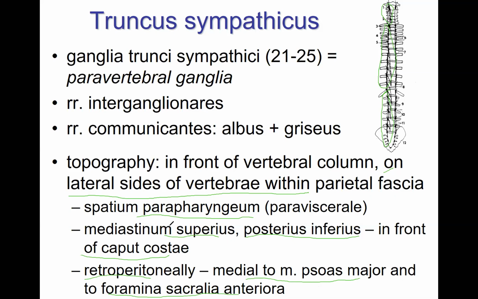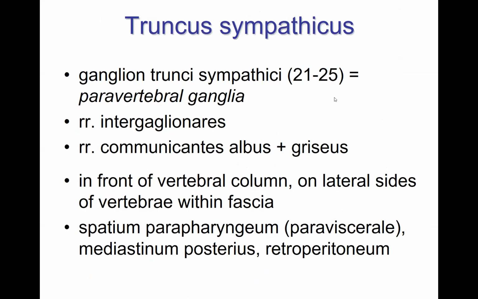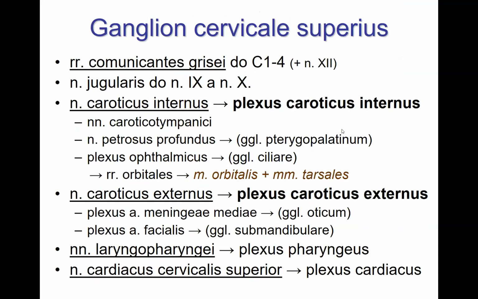It's also embedded here within the parietal fascia. So this is so-called thoracic parietal fascia or endothoracic, and in the abdomen it's endoabdominal or parietal abdominal fascia. In the pelvis, endopelvic fascia or parietal pelvic fascia. So very easy, not a problem. So we have talked about the sympathetic trunk now, and let's come to the first ganglia.